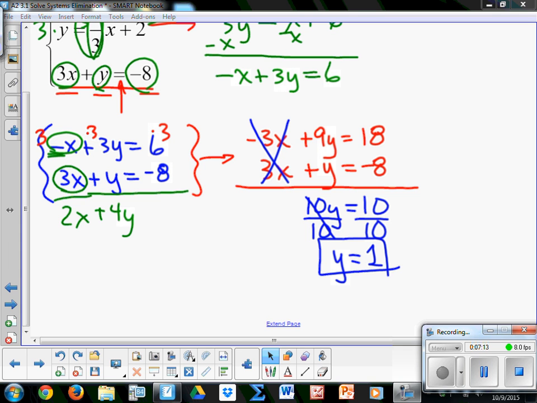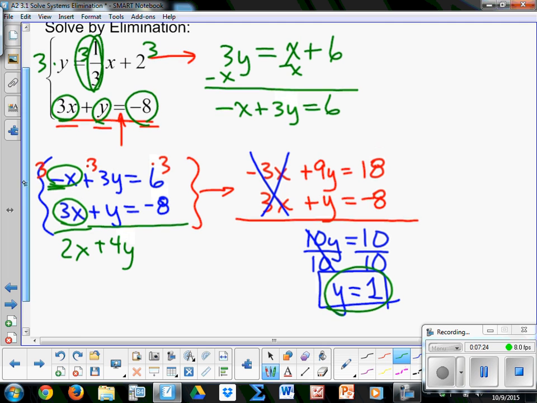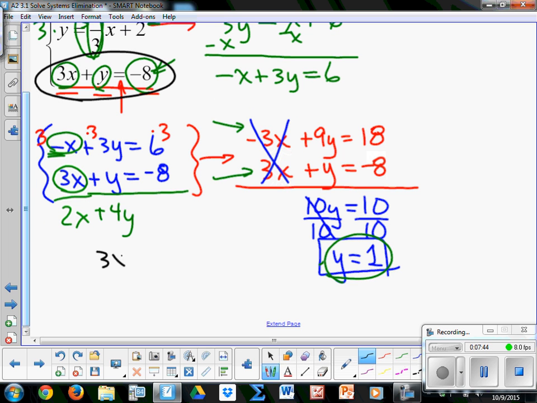So I'm going to take this y value, and I need to put it into one of the equations to solve for x. Honestly, it doesn't matter which one you put it into. It's entirely up to you. I could use this one, this one, this one, or this one, any one that has both x and y. So I guess I'll pick this one. It doesn't really matter.